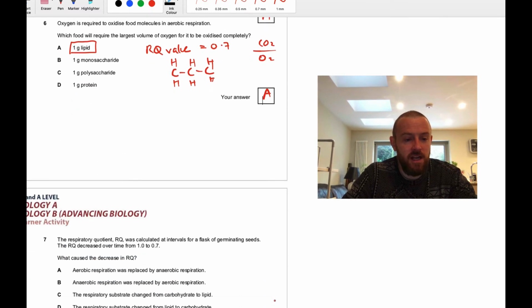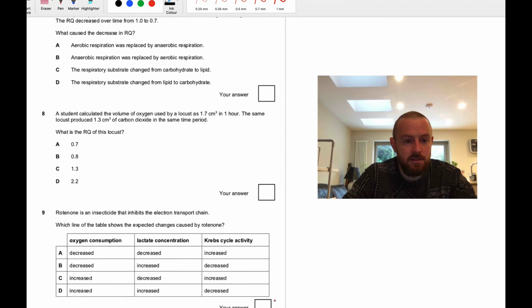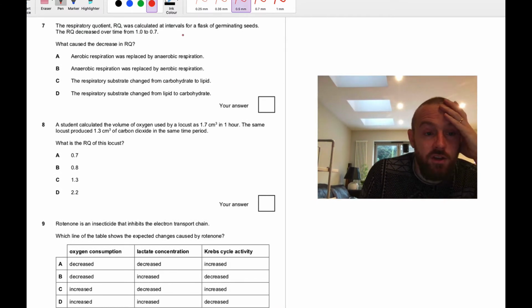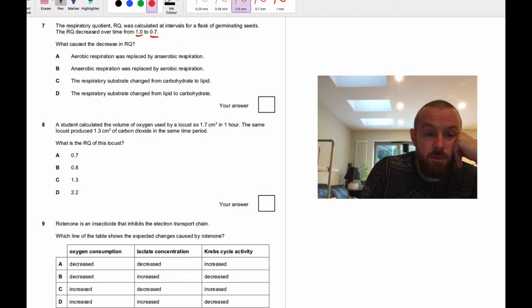Okay, moving on to the next 2, 7 and 8. Again, RQ going from 1 to 0.7. So what would this mean? Well, aerobic respiration was replaced by anaerobic? No, that would take us from 1 to like 1.2 or something. It would go up, so that's not it. Anaerobic respiration was replaced by aerobic? Well, if it started at anaerobic, we'd be at 1.2-ish, going down to 1, so that's not it.